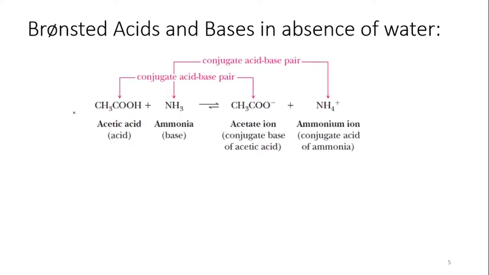Now for Brønsted acids and bases in the absence of water, if I look at this example, which doesn't contain any water, I have acetic acid and ammonia. They react together to give me the acetate ion, which is a conjugate base, and the ammonium ion, which is considered the conjugate acid.